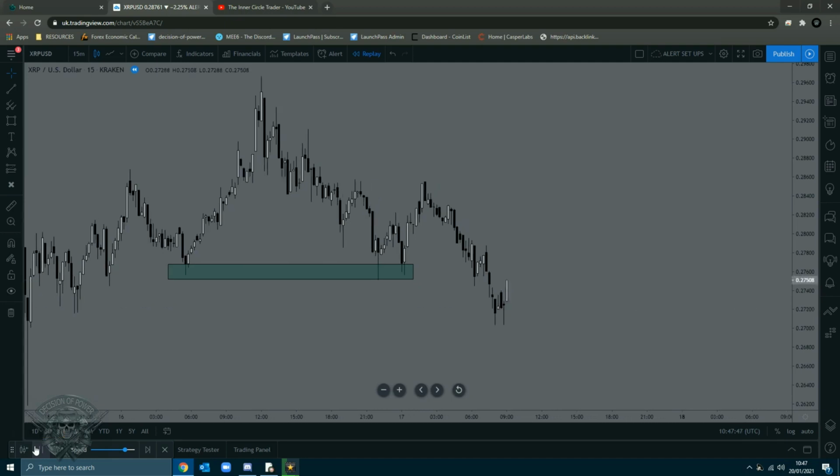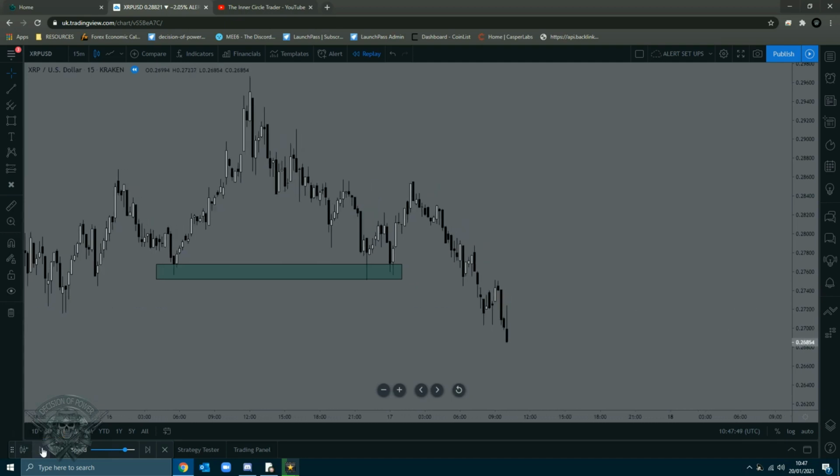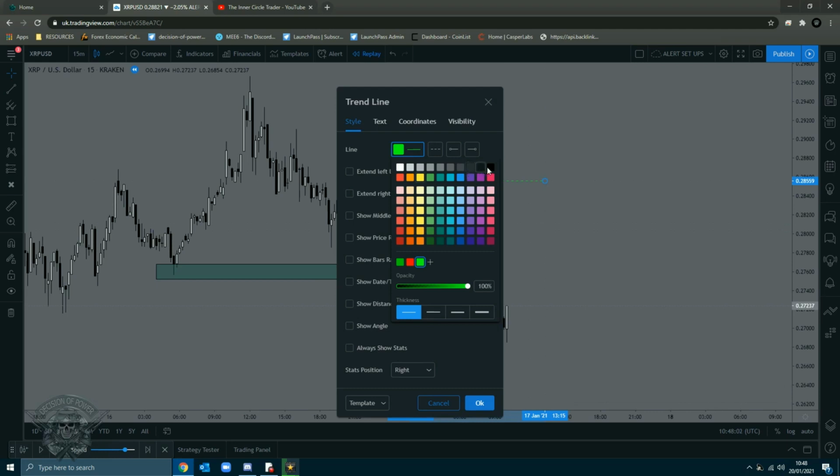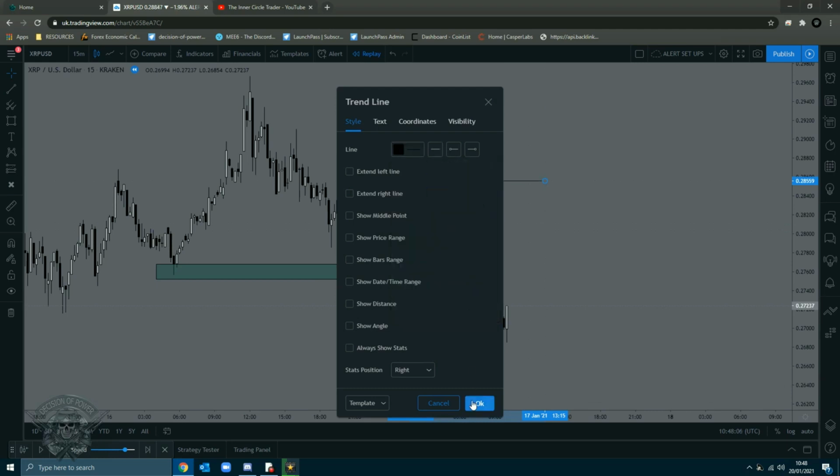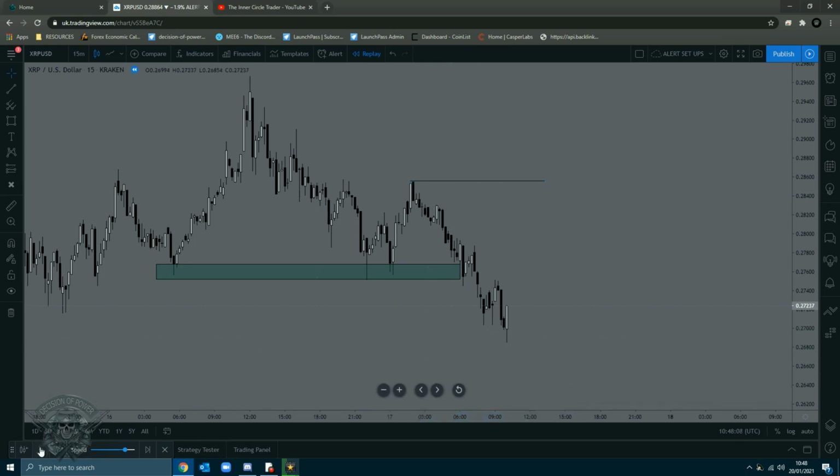Okay, so question 2 then, have them lows been ran? And the answer is yes, they have been ran. Now, for this to be a valid setup, we'd be looking for a break of market structure, which would be here. I'm just going to make this line black because it'll show up better on the videos, and make it a proper line. Right, let's continue.